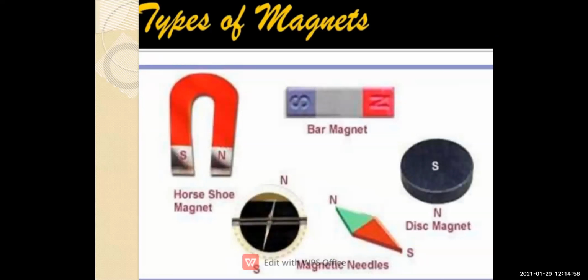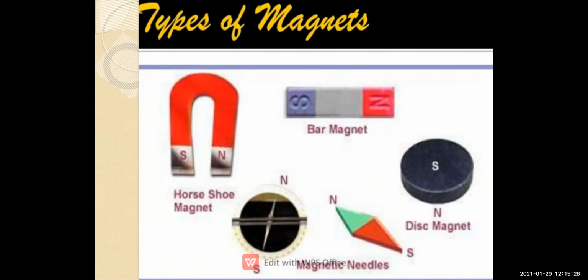Now I told you I'm going to show you different types of magnets. So these are the different types of magnets. The first magnet is known as the horseshoe magnet. It is U-shaped. Then the second is the bar-shaped magnet. It is like a bar. You must have seen a Kit Kat bar. So it is just like a bar, so it is called a bar magnet.